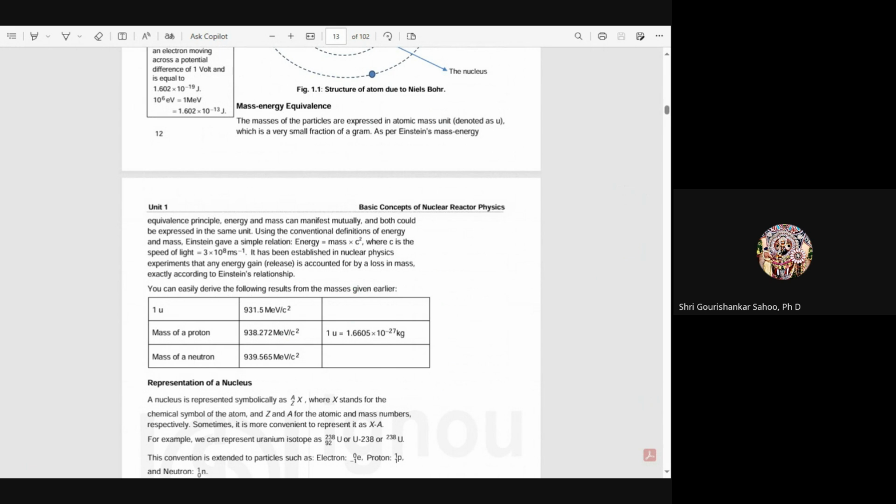So one atomic mass unit is equal to 931.5 MeV/c², where the mass of a proton is 938.273 MeV/c², and the mass of a neutron is nothing but 939.565 MeV/c².